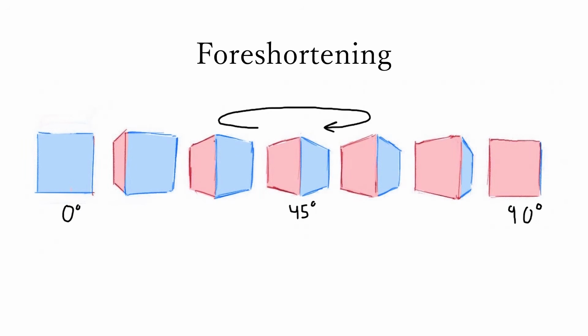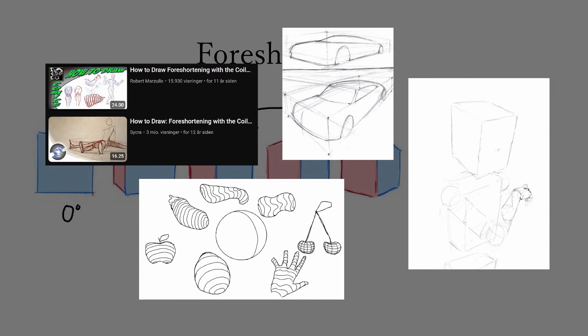Foreshortening can be tricky. Foreshortening happens when an object is rotated or positioned in a way as if it's overlapping itself, making it look compressed. You see this cube here? When it's at a 0-degree angle, the blue side is fully visible, but as the cube rotates, you'll see that the blue side becomes more compressed. It becomes shorter. There's many ways to draw foreshortening, all of which I will cover later.